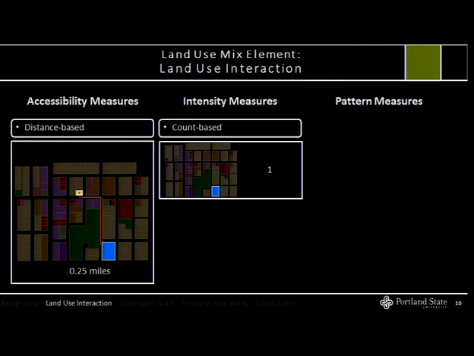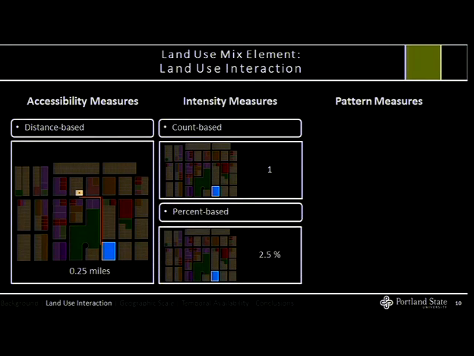You could also think of intensity measures, and this could be something like Walk Score, where we just have a count-based representation. In this exemplar neighborhood, we just have 1 school. It doesn't tell us a lot, but it tells us something about the mixing going on in this neighborhood. And then you could look at the spatial footprint, a percent-based measure of land use. There's just 1 school in this exemplar neighborhood, and so it covers 2.5% of the spatial footprint.